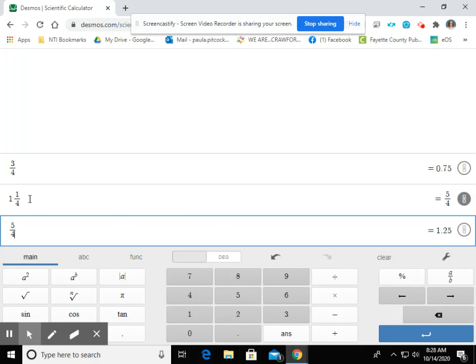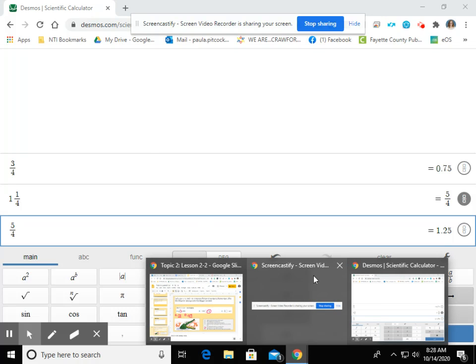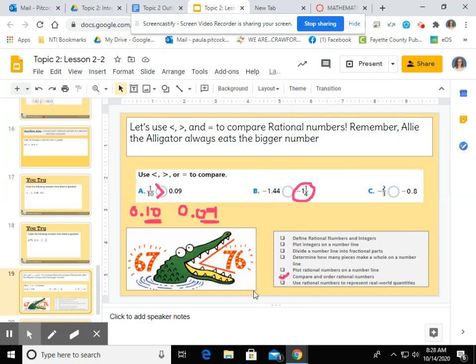I know 1 and 1/4 equals 1.25 because I have $1 and 1 out of 4 quarters. That means I have $1 and 25 cents. So sometimes the calculator doesn't help us because all it did was confuse me. So let's go over here and write.